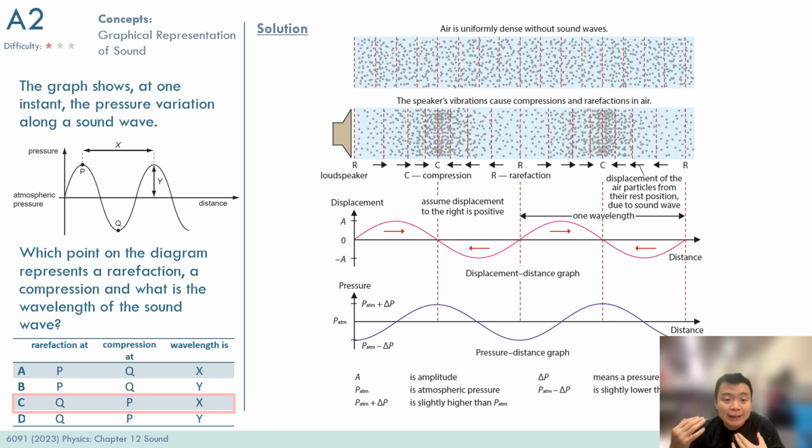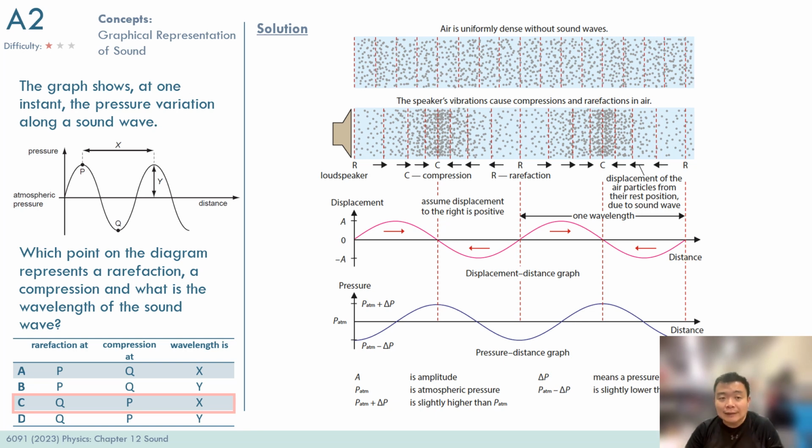That's why P represents the particles at the compression. Now, on the other hand, rarefaction represents air particles that have lower air pressure than atmospheric pressure. So Q represents the rarefaction point. Now, a wavelength is a distance, and therefore the distance of one complete cycle from P all the way to the other crest, that will be the wavelength.